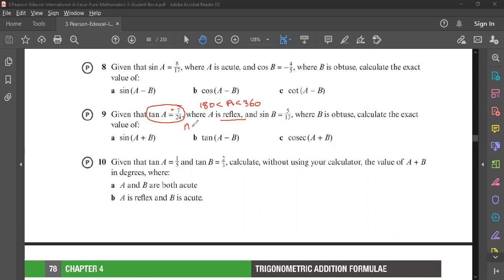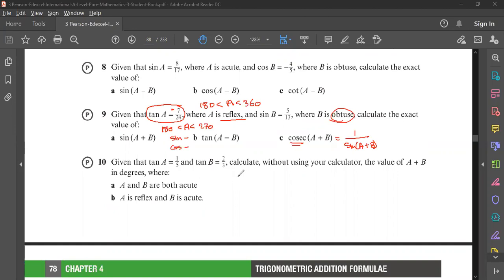Third. Yes, to be more specific, now we are talking about the third, which is from 180 to 270, where the sine is negative, cosine is negative. That's why the tan is positive. And when they say obtuse, we know what they mean by obtuse. Cosecant A plus B: first of all, because it is sine A plus B, let's find out sine A plus B, then flip it. You will get the cosecant.